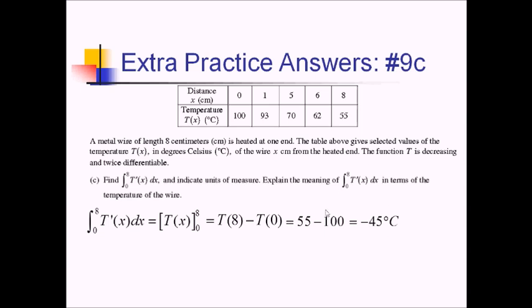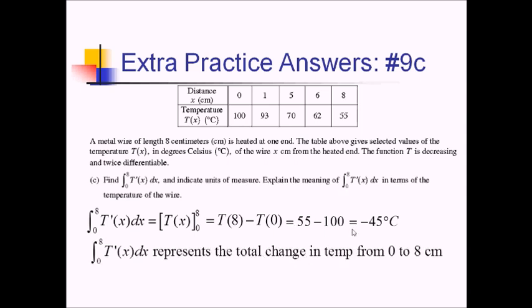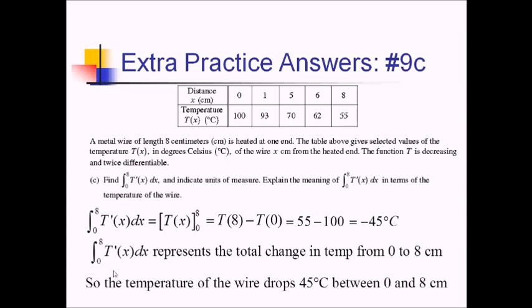Now what does that actually mean? Well, let's look at what we're integrating here. T prime is the rate at which the temperature is changing, the rate of change of the temperature. So if we integrate that, we're getting the total change in the temperature from 0 to 8 centimeters. Specifically, a negative 45 degrees Celsius means that the temperature of the wire is dropping 45 degrees Celsius as you go from 0 to 8 centimeters away from the heat source.